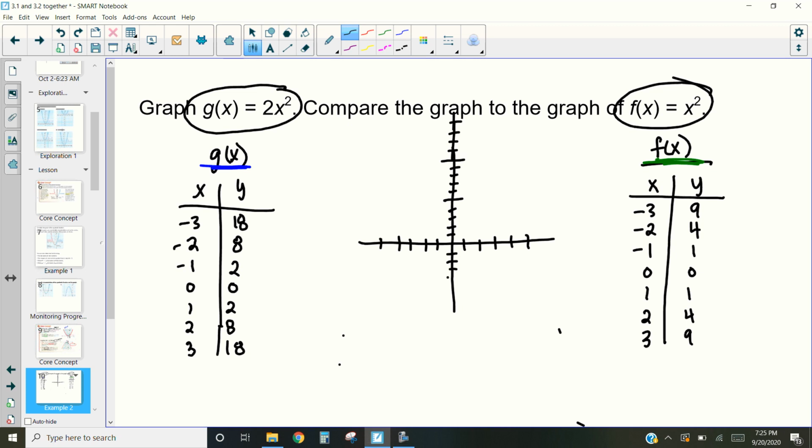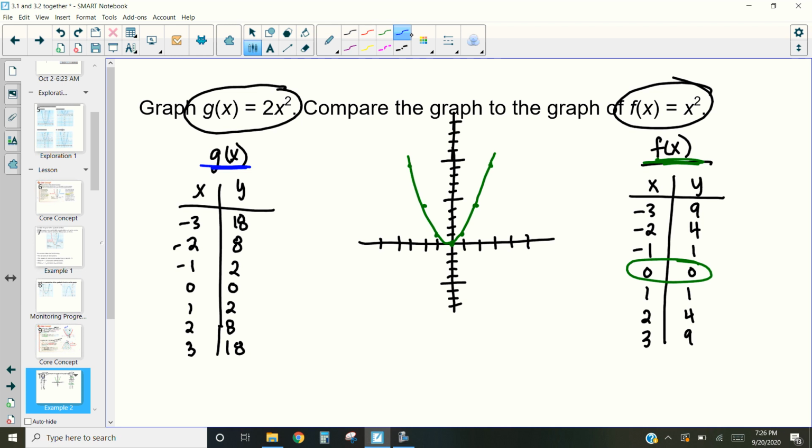Now remember that our graphs don't have to look perfect. We're just trying to get an idea of what this is going to look like. So I'm going to start with my green graph here. It has a vertex right here at 0, 0. And then as I go over 1, up 1, next one is 2, 4, and -2, 4, and then 3, 9, and -3, 9. So here is what that f of x graph looks like. Boom. There we go. Now let's compare it to our g of x.